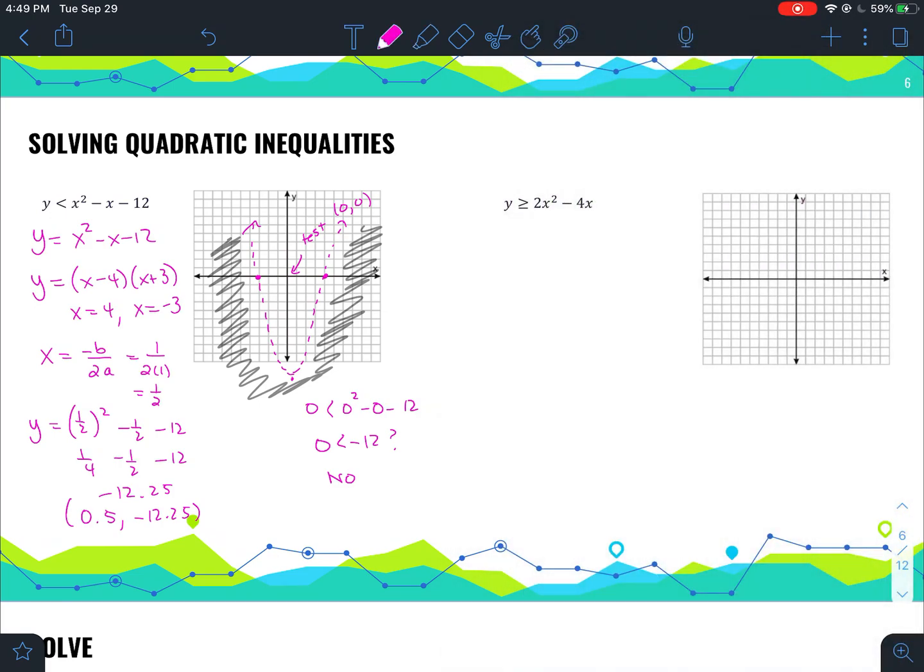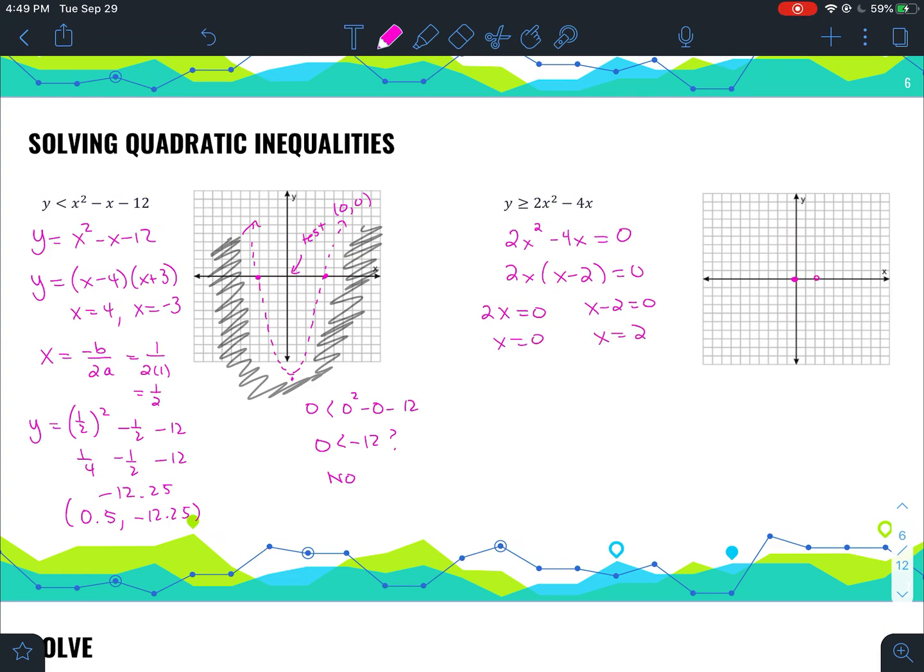All right, let's do the next one. Y is greater than or equal to 2x squared minus 4x. So again, I'm going to find the x-intercepts of this. So I'm going to set it equal to 0 and solve. I'm going to factor out 2x, and I'm going to have x minus 2. So either 2x is equal to 0 or x minus 2 is equal to 0. So I have one x-intercept at 0 and another x-intercept at 2.